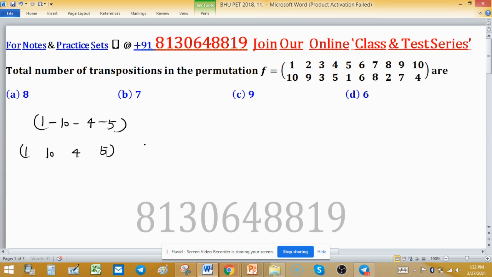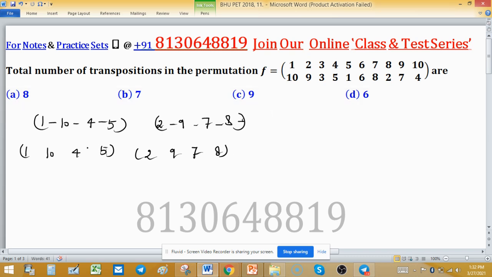Now second is, we have used the symbols 1, 10, 4, 5. Now 2 is going to 9, 9 is going to 7, 7 is going to 8, 8 is going to 2. So it is closed here. So the second cycle is 2, 9, 7, 8. This is the second cycle.